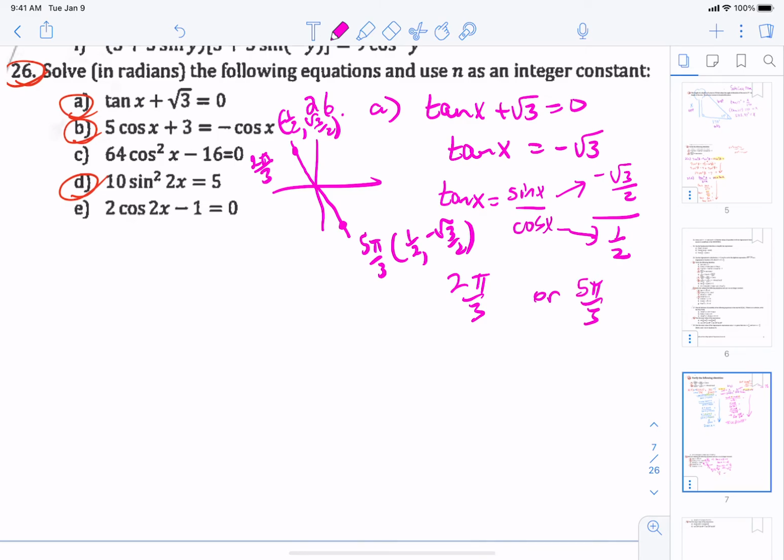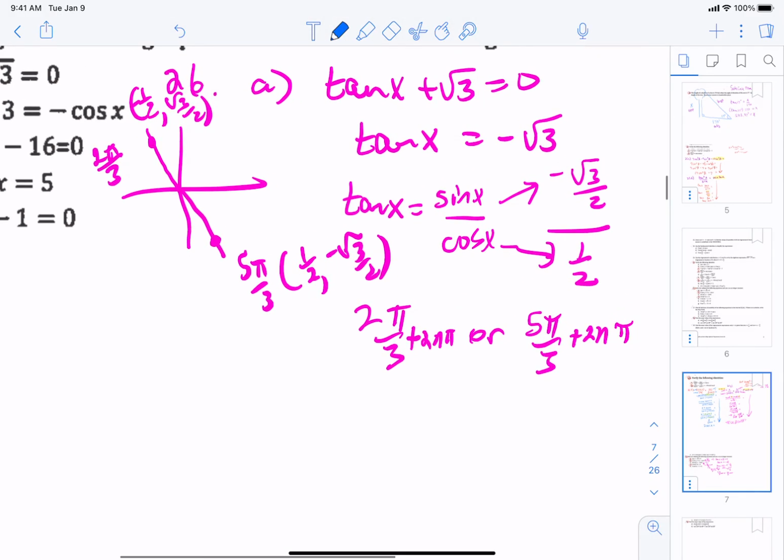Now I left a little bit of room because do you guys remember if it says to solve it and use n, you just want to add 2n pi. So you just add 2n pi. The main thing is, can you find that 2 pi over 3 and 5 pi over 3? And you just automatically write down plus 2n pi. So that is 26A.